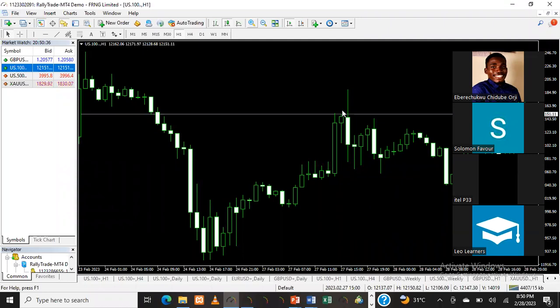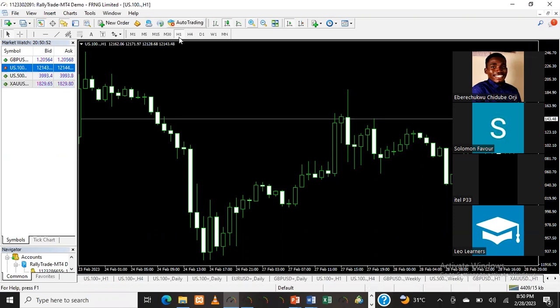It needs an opening price. It needs the highest price. It needs a lowest price, and it needs a closing price. That's what forms a complete candlestick in the forex market.